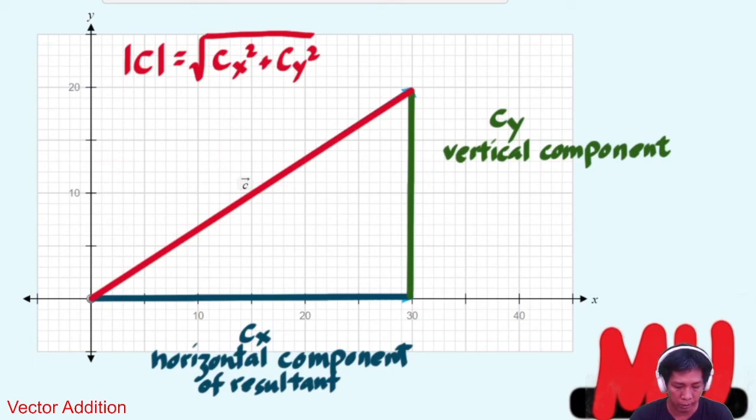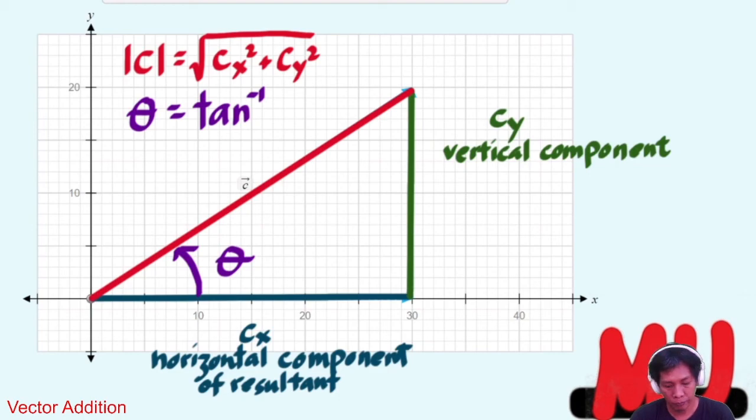Now for the direction angle, which is this one, you can use the arctangent of the opposite over the adjacent, which is the magnitude of the opposite side, Cy, divided by the magnitude of the horizontal component, Cx. So this is the analytic method in determining the resultant of two or more vector quantities. In our case here, we used velocities, but the idea also applies to any other vectors that we know: forces, displacements, accelerations, and many others.